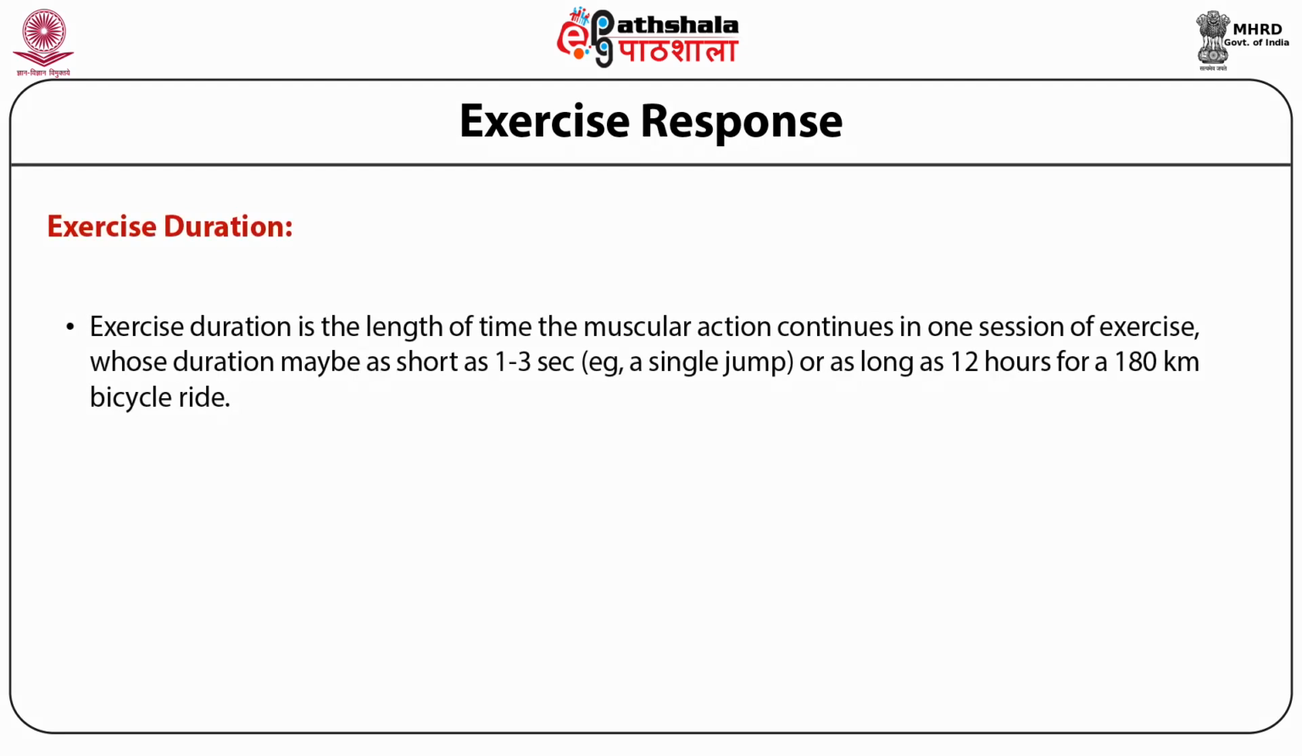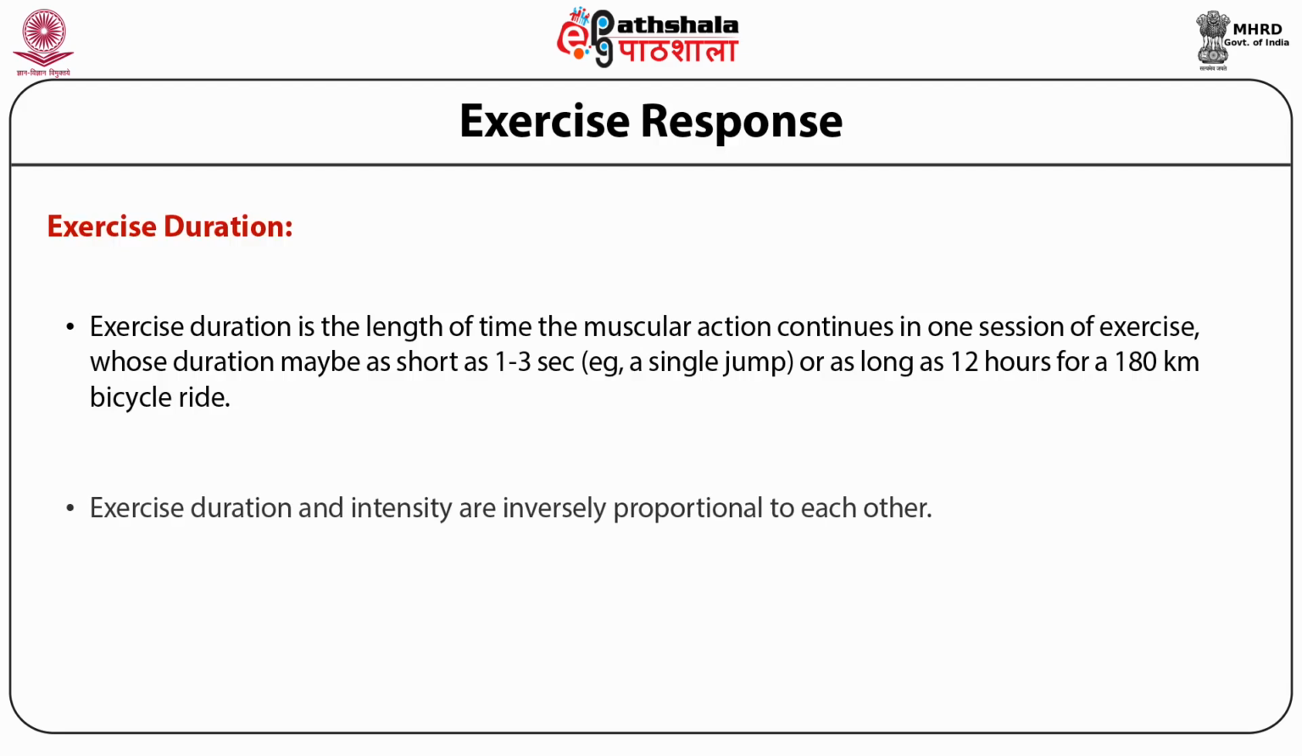Exercise duration is the length of time the muscular action continues in one session of exercise, whose duration may be as short as 1 to 3 seconds, for example, a single jump, or as long as 12 hours for a 180-kilometer bicycle ride. Exercise duration and intensity are inversely proportional to each other.